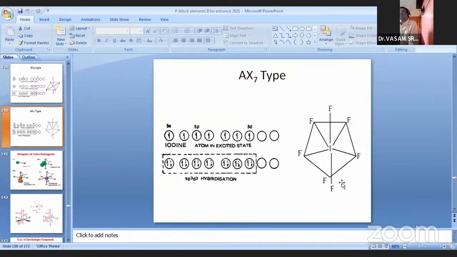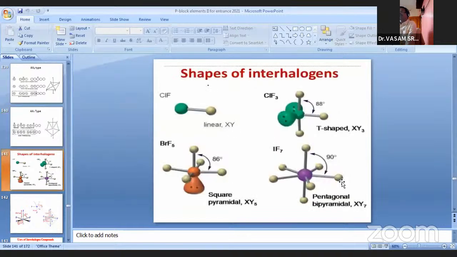And this is AX7, pentagonal bipyramidal. So around iodine, 7 sigma bonds are present here. And overall, the shapes of the interhalogens you see: the first one is linear with sp3, the second one T-shape with sp3d, the third one square pyramidal with sp3d2, and the fourth one pentagonal bipyramidal with sp3d3.